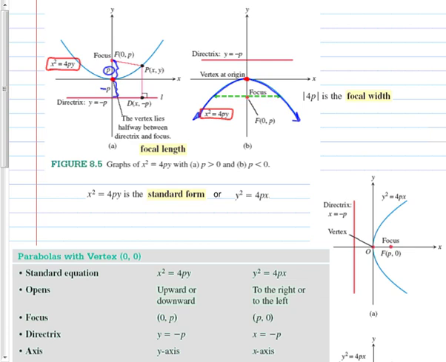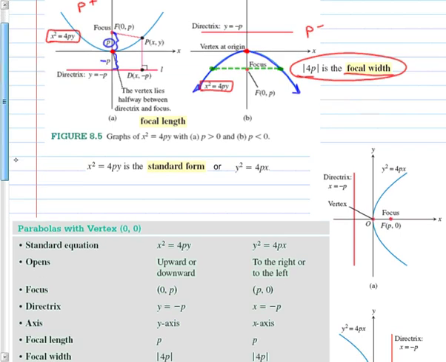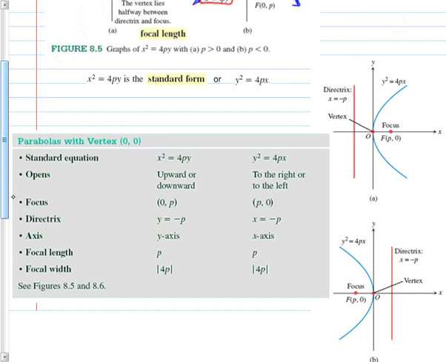So how do I know if it opens up or down? If p is positive, it's going to open up. Over here, the p-value is negative, so it's going to open down. And something true about this 4p: since p is a number, 4 times p is a value. That 4p is called the focal width of the parabola. It's the distance across the parabola through the focus. So that distance, 4p, goes all the way across. It gives us a nice set of points that help give us a rough sketch of where the parabola is going to go.